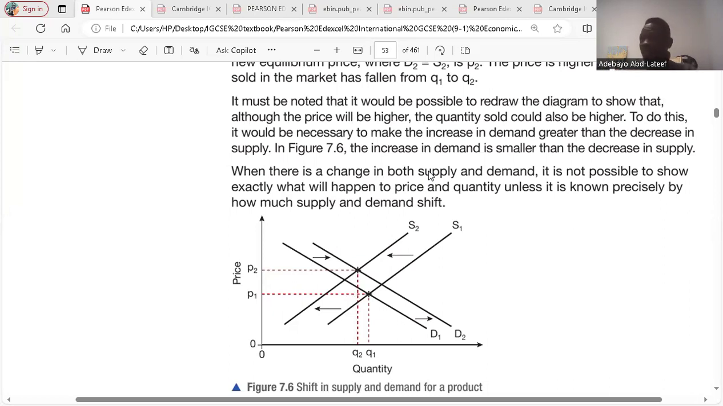But what you have to understand is that we cannot say exactly what will happen. When there's a change in both supply and demand, it is not possible to show exactly what will happen to price and quantity unless it is known precisely by how much supply and demand shift. So we need to know how much demand is shifting and how much supply is shifting before we can draw a graph for it. But keep in mind that it's possible that demand increases while supply reduces, or supply increases while demand reduces, at any point in time. You get it?